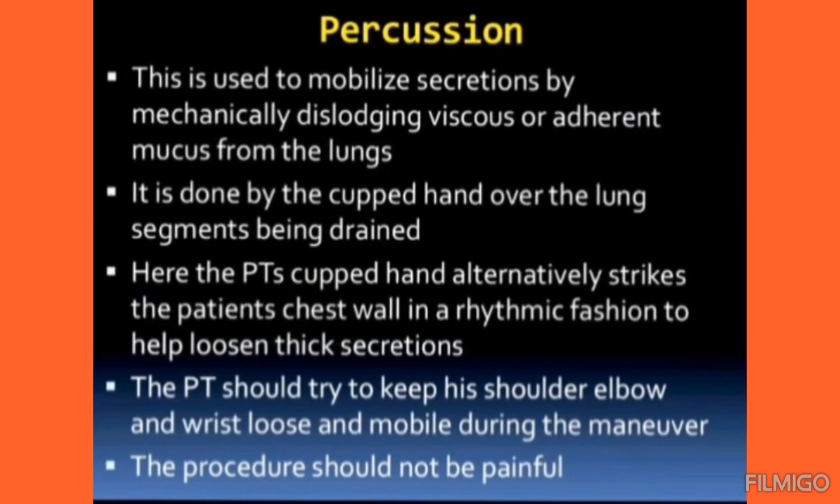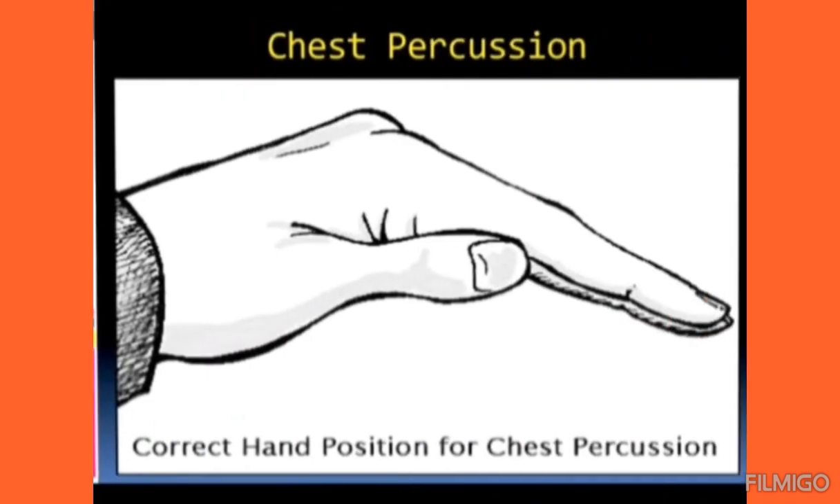First is percussion. Percussion is used to mobilize the secretions by mechanically dislodging the viscous and adherent mucus from the lungs, and it is done with a cupped hand over the lung segments being drained. The physiotherapist's cupped hand alternately strikes the patient's chest wall in a rhythmic fashion to help loosen the thick secretions. The therapist should try to keep the shoulder, elbow and wrist loose and mobile during the maneuver, and this procedure should not be painful.